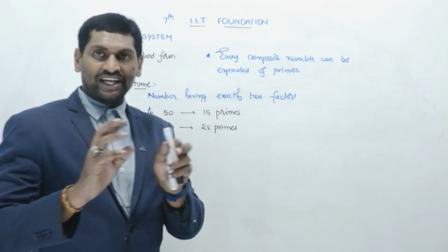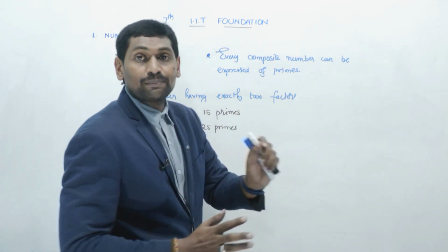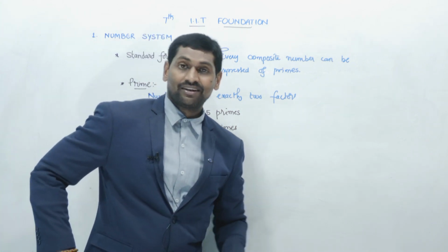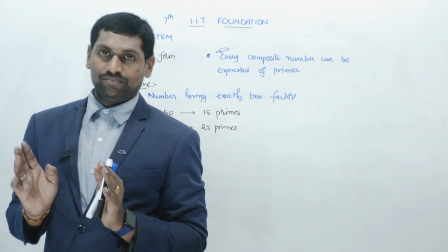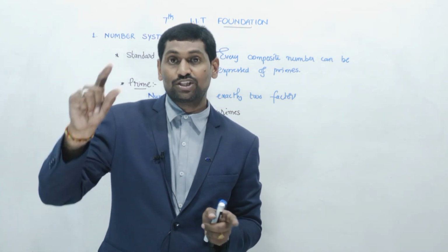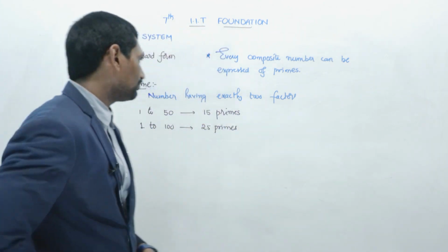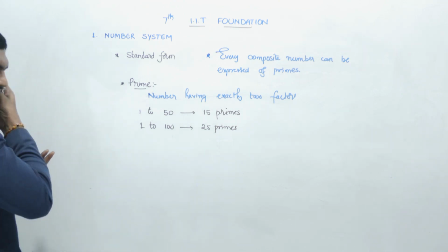Okay, right. You try at your home, what are the numbers you will get from 1 to 100 as primes. Remaining all are composites. That means from 1 to 100 there are 25 prime numbers, then 74 composite numbers, because 1 is neither prime nor composite. Now let us go to the standard form of a number.